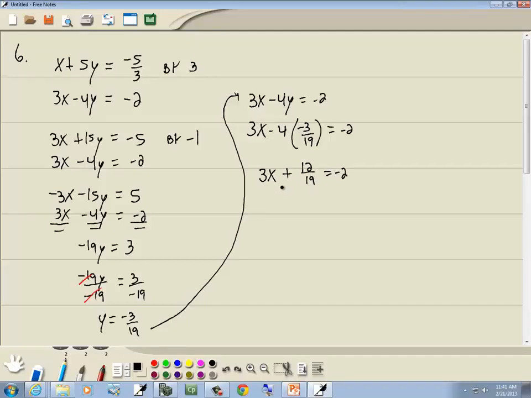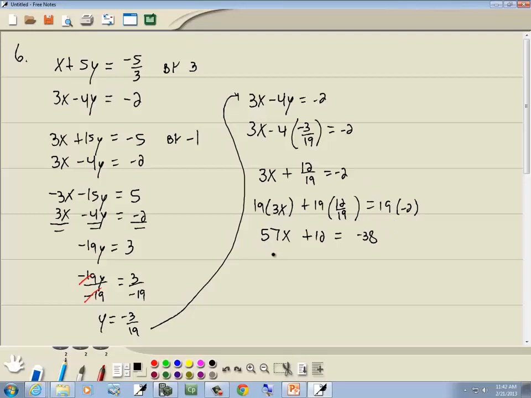Get rid of fractions. Multiply everything by the LCM of all your denominators. We only have one denominator, so multiply everything by 19. 57x plus 12 is equal to negative 38. Let me double check all that. Okay.